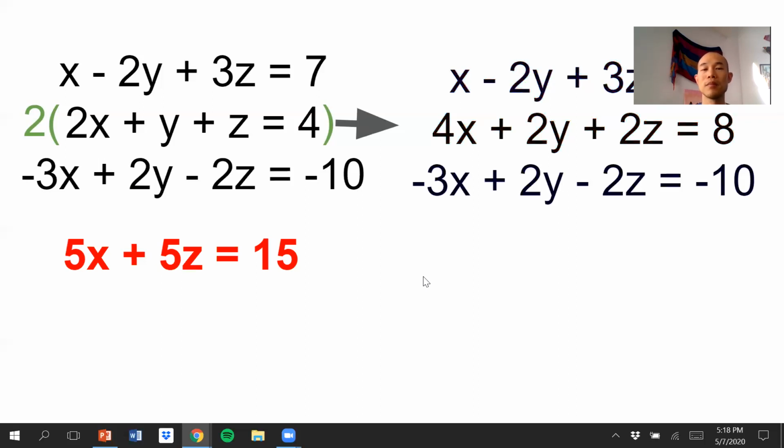And I'm going to look at the bottom two. Oh, sorry, the top one and the bottom one again, because the -2y and the 2y look like they'll eliminate pretty nicely. And then once we do that, we are left with -2x plus z equals -3.